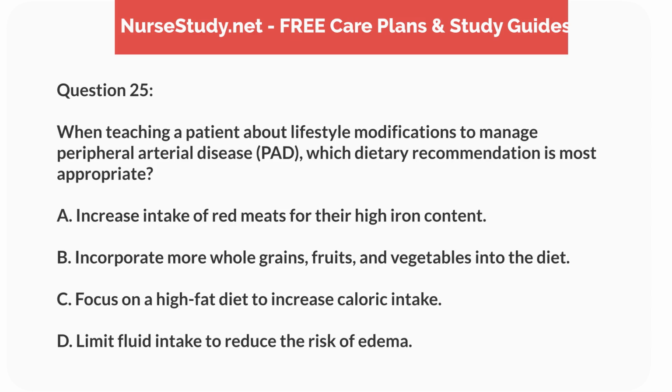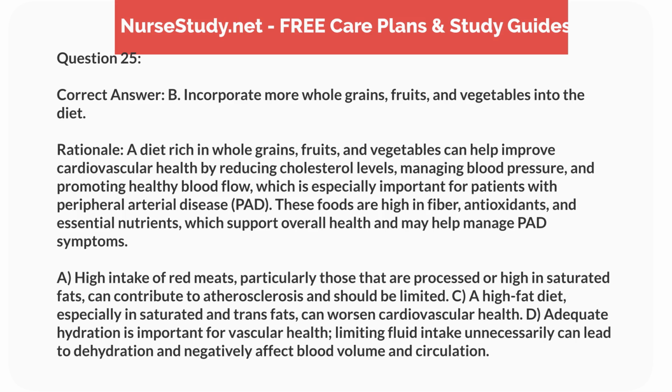Question 25. When teaching a patient about lifestyle modifications to manage peripheral arterial disease, which dietary recommendation is most appropriate? A. Increase intake of red meats for their high iron content. B. Incorporate more whole grains, fruits, and vegetables into the diet. C. Focus on a high-fat diet to increase caloric intake. D. Limit fluid intake to reduce the risk of edema. Correct answer: B. Incorporate more whole grains, fruits, and vegetables into the diet.